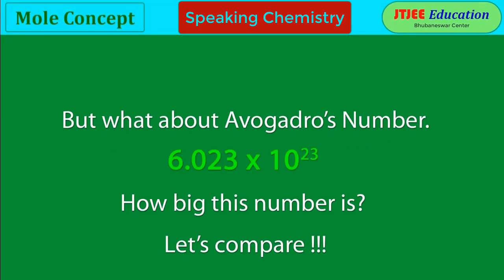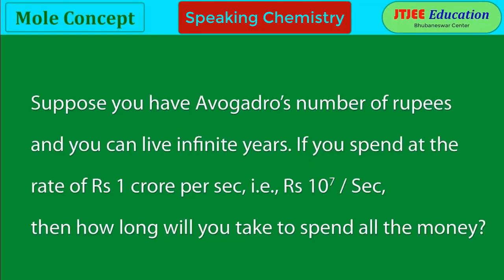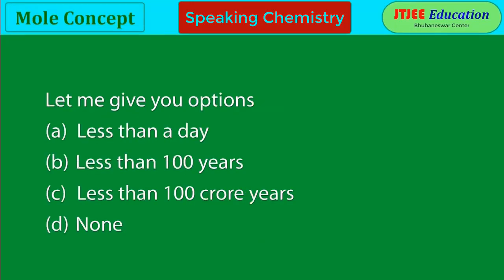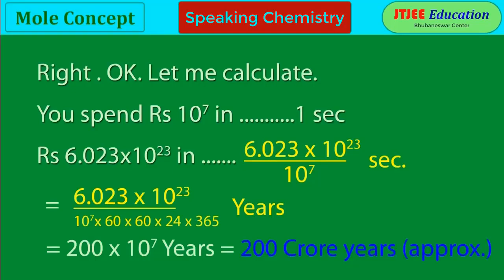Let's compare. Suppose you have Avogadro's number of rupees, and you can live infinite years. If you spend rupees 1 crore per second, then how long will you take to spend all the money? Let me give you options. A. Less than a day. B. Less than 100 years. C. Less than 100 crore years. D. None. Okay, let me calculate.